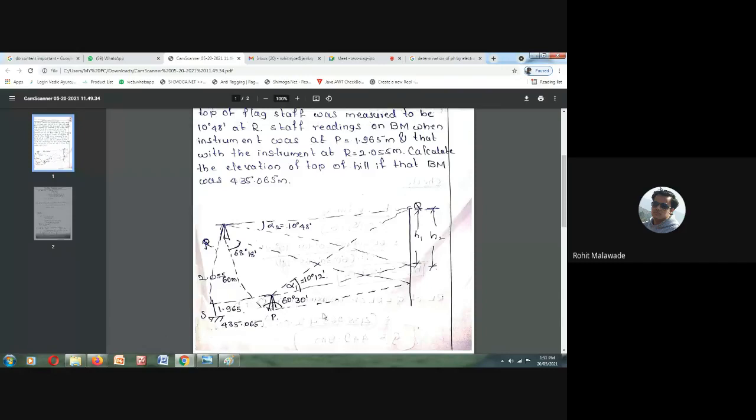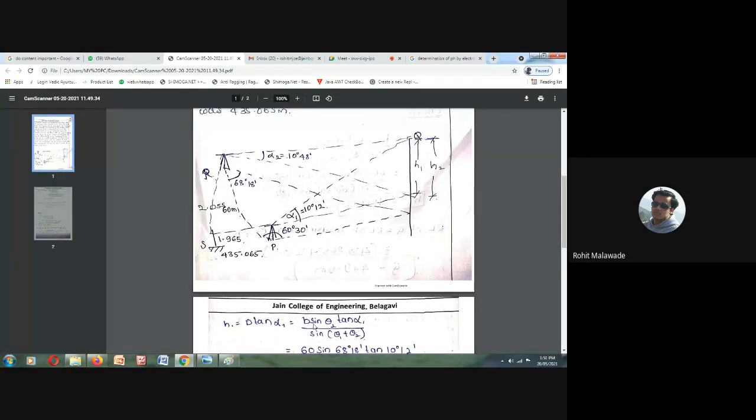So how are you going to determine the height of Q? You are going to determine the benchmark plus staff reading plus H, where H is D tan alpha. If you determine this, your work is over. So we are interested in D tan alpha 1. H1 is equal to D tan alpha 1.